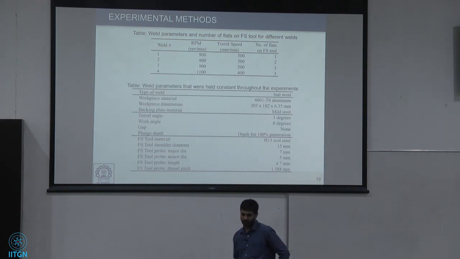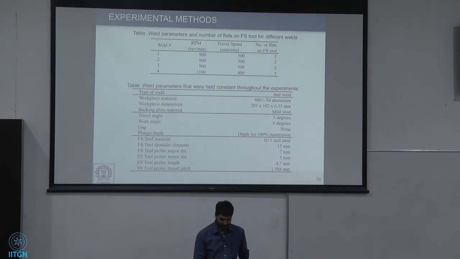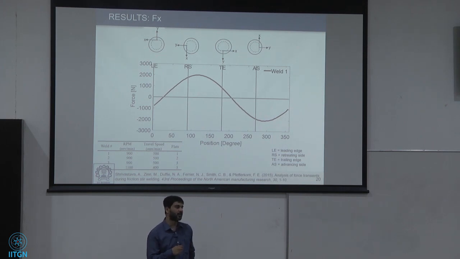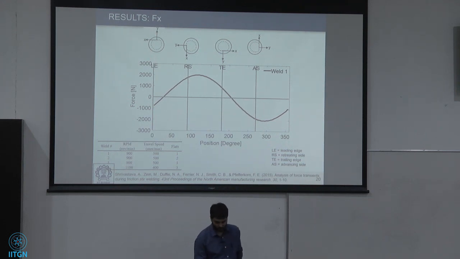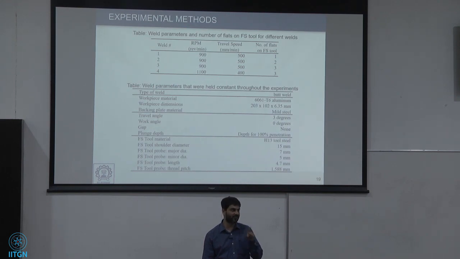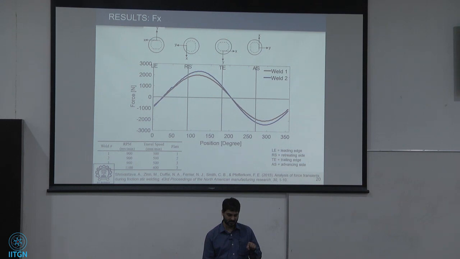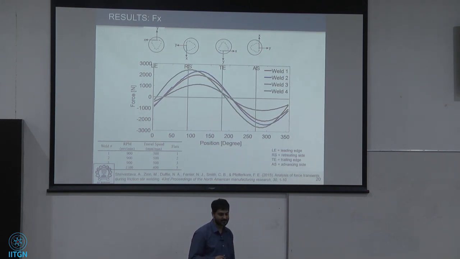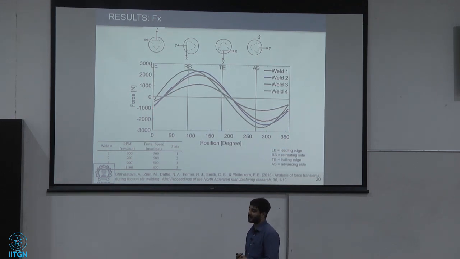Some more experiments were performed at different conditions with 3 different tools with 1, 2, and 3 flats, and then we went ahead and started looking at the forces as a function of the tool rotation itself. So here I'm going to overlap the plots for all 4 different welds. Please notice all these welds were performed with different flats, and we can see all the 4 signatures look very similar. Yes, there is a little bit of phase lag and there is a change in amplitude, and this tells us very clearly how the material movement is connected to the forces.